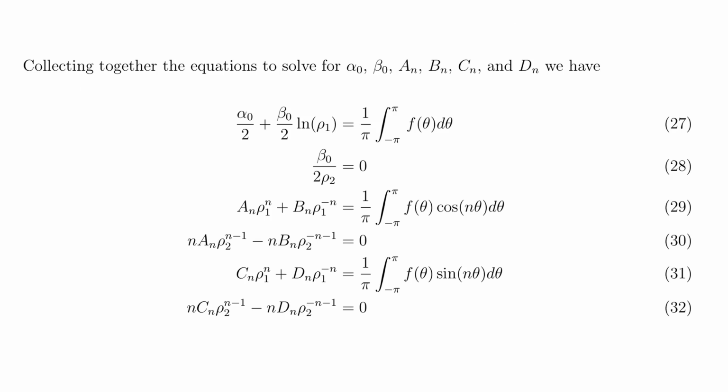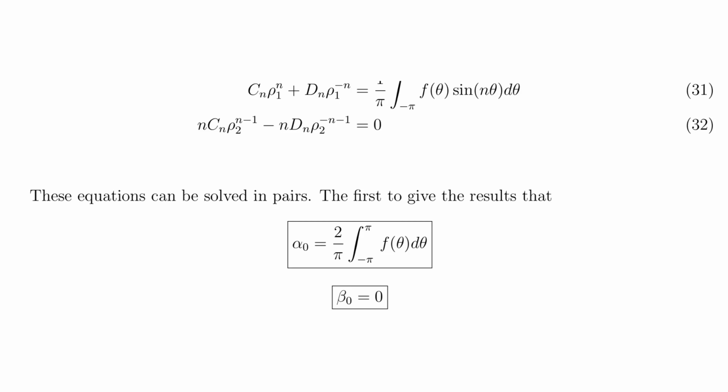Let's collect together now the equations to solve for the six different coefficients given here in equations 27 through 32. You notice that they appear in pairs. The first two determine alpha 0 and beta 0. The middle two determine the A n's and B n's, and the last two determine the C n's and D n's. These equations can be solved in pairs. Notice these two, right off beta 0 is 0, and hence alpha 0 over 2 is given by the right-hand side. So there's the solution for alpha 0 and beta 0.